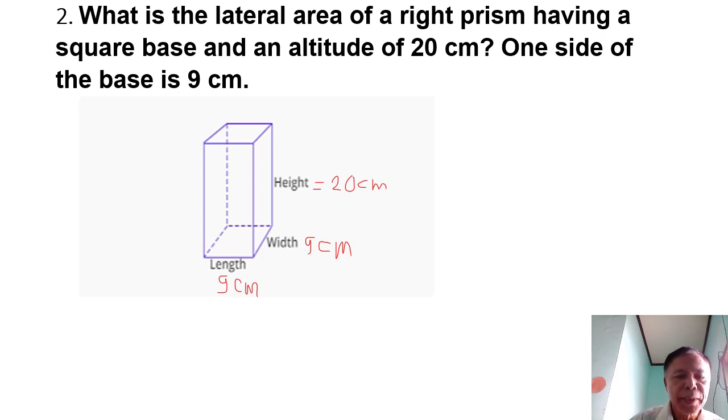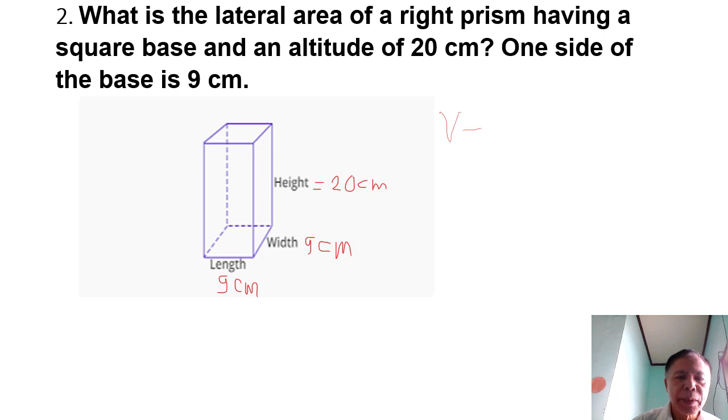So we'll take up the other one. What is the lateral area of a right prism having a square base and an altitude of 20 centimeters? One side of the base is 9 centimeters. So you have this one 9, this one is 9, and this one is 20 centimeters. So your area would be this part here, 9 and 9.